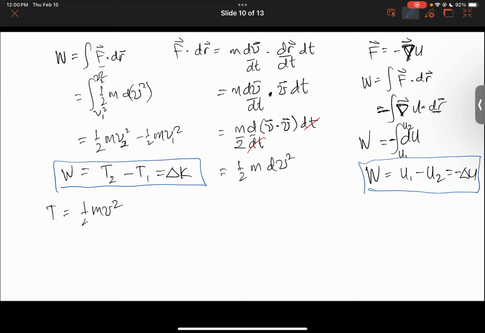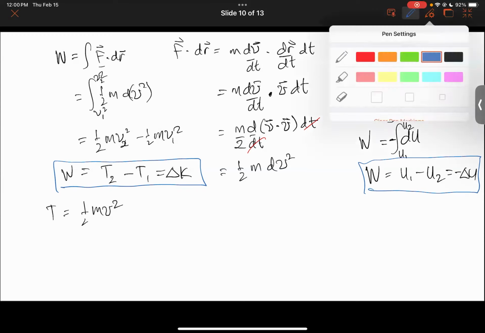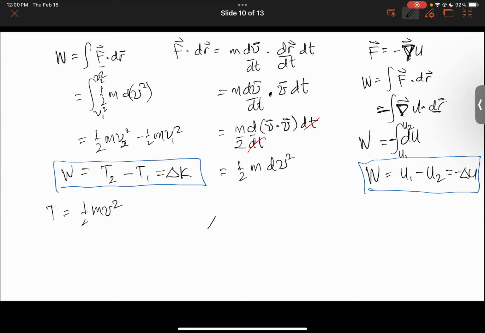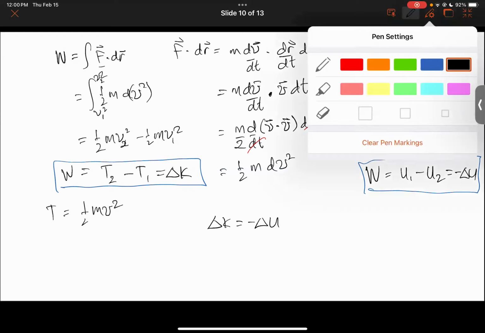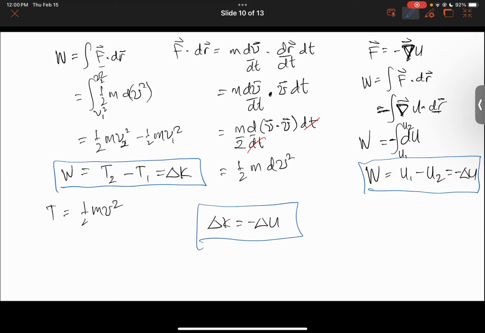And these two, of course, are equal. So the negative change in kinetic energy is just the negative change in potential, which is nothing but yung statement natin for the conservation of energy. Okay, so ito yung third na conservation law.